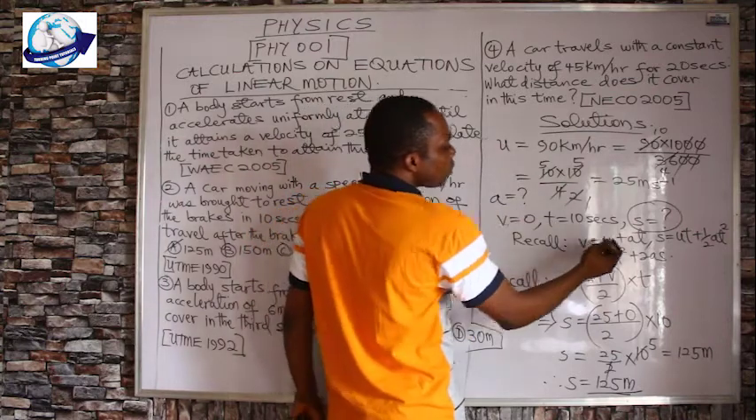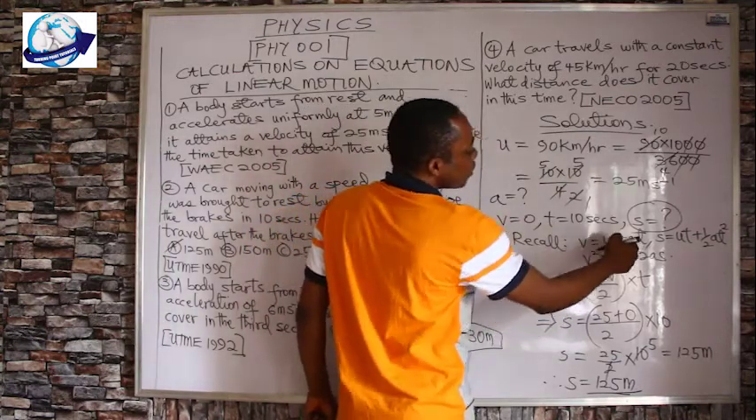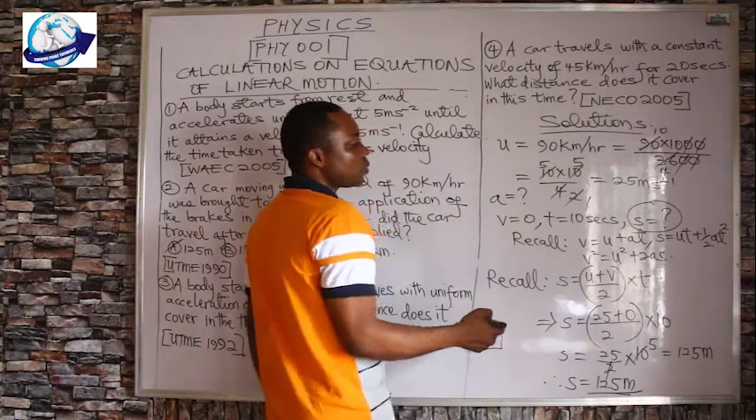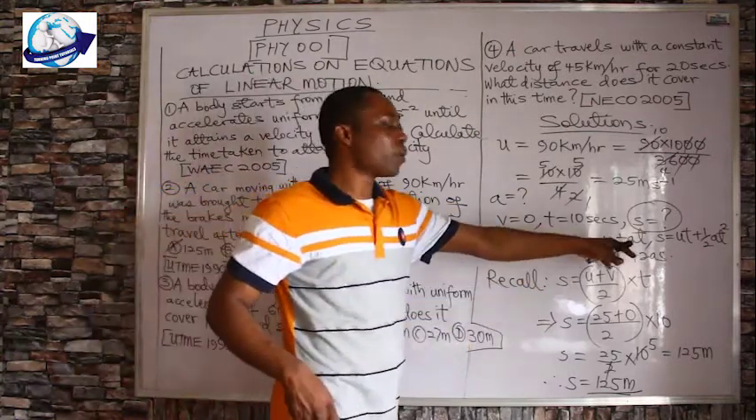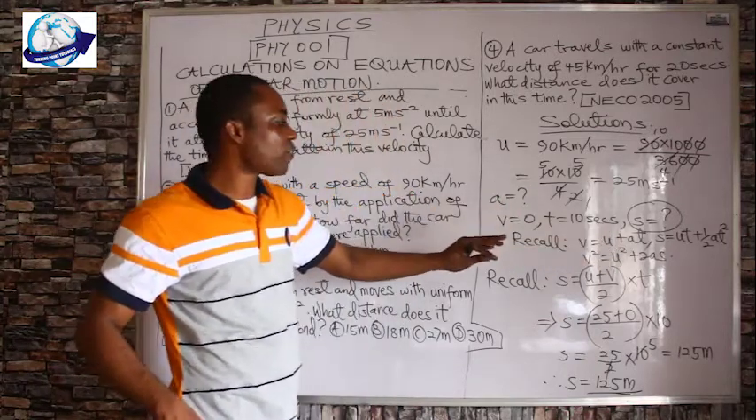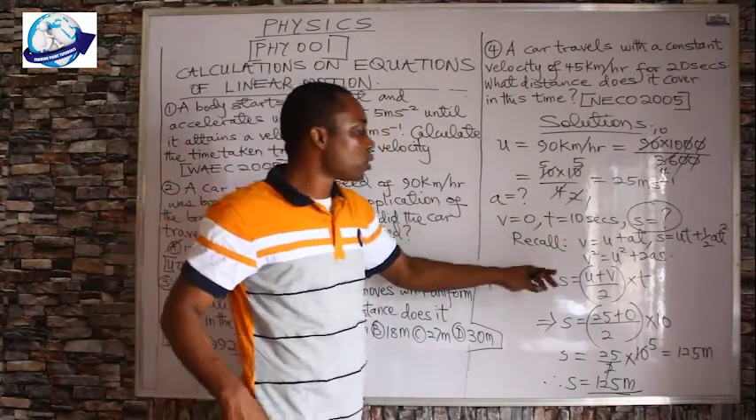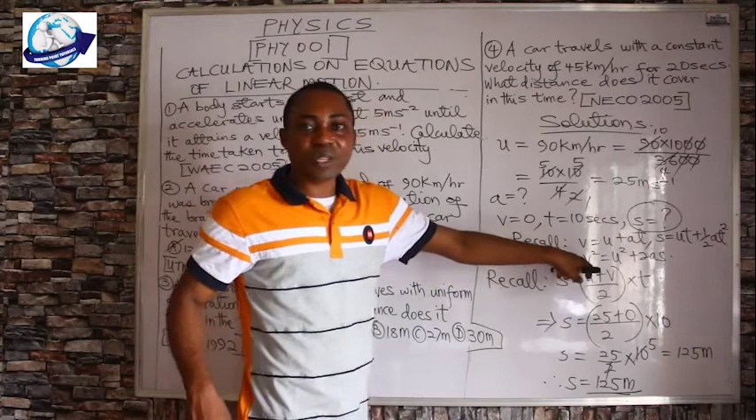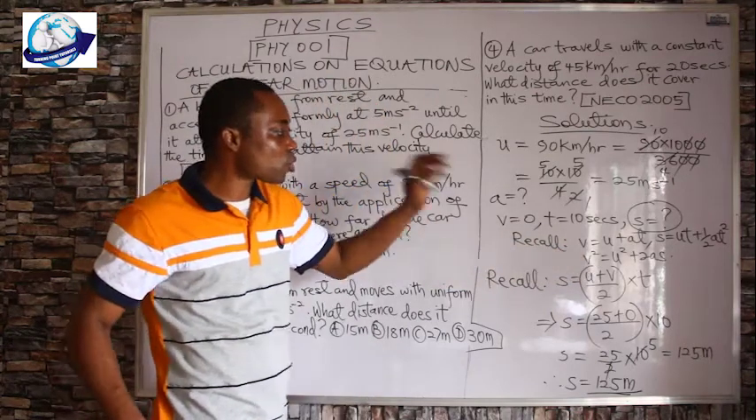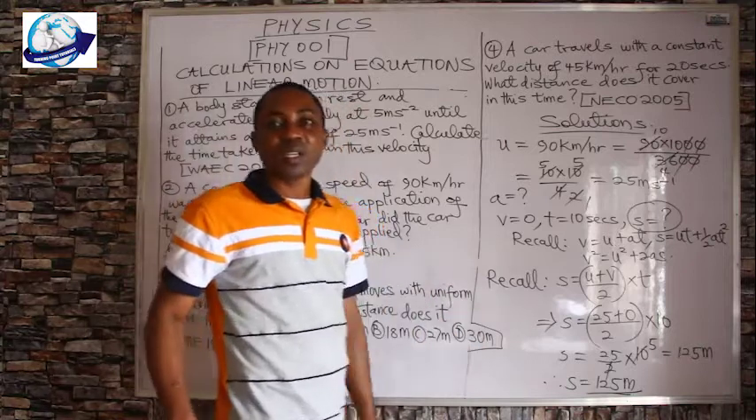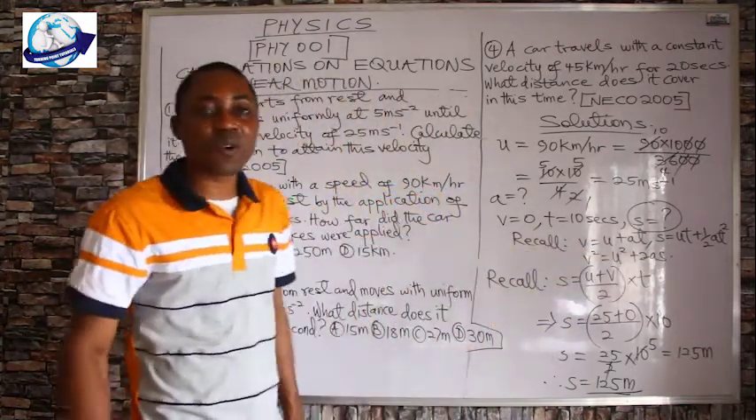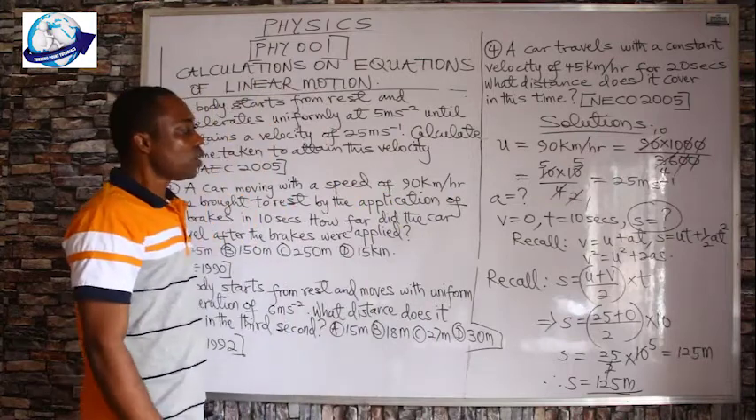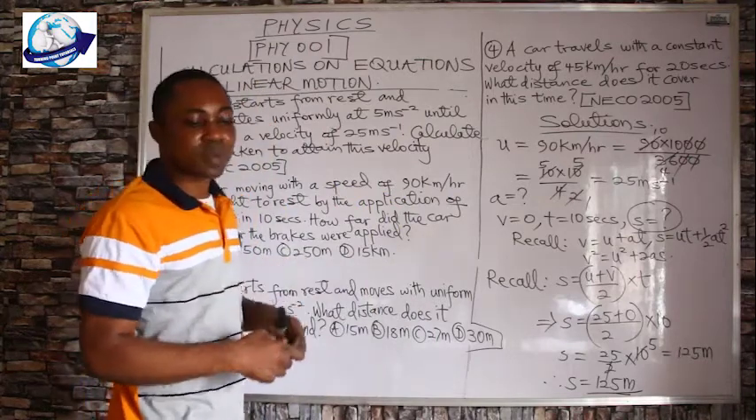It means that you make use of V is equal to U plus AT to get your acceleration. Then from V equals U plus AT, you make A the subject of the formula, and then you will get the acceleration. After that, you can move forward and make use of equation 3, V squared equals U squared plus 2AS, to get the value of the distance traveled or the distance covered. That's what you can do. You can also try the other way around, and you get the same answer too.